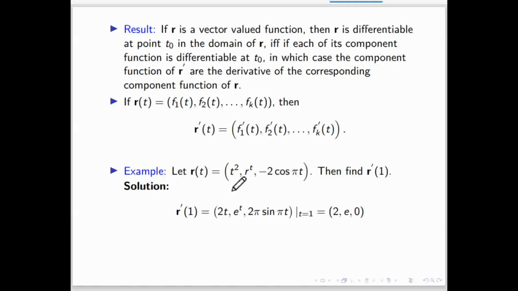For example, this is the function. The question is: find the derivative of R dash at 1. So differentiate here, it will give 2t e to the power t, and thus by the chain rule you will get cos, whose derivative is minus sine, and the differentiation of pi t will give pi, and minus becomes plus. At point 1, put t equal to 1, you will get the value.